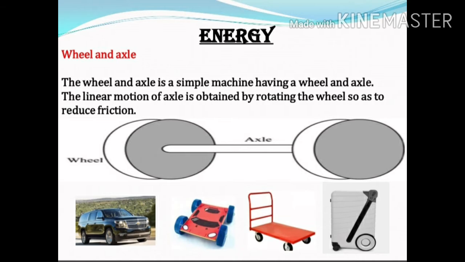A wheel is either attached to the axle or the wheel rolls upon the axle. Generally, both of them are synchronized to move together. Both of them rotate together to minimize the friction. Wheel and axle are used in different areas such as vehicles, toys, trolleys and suitcases.